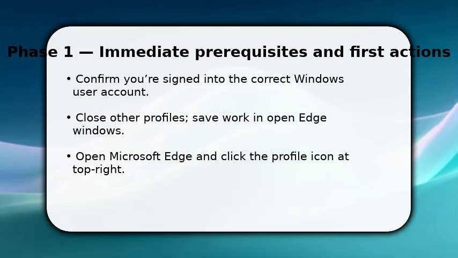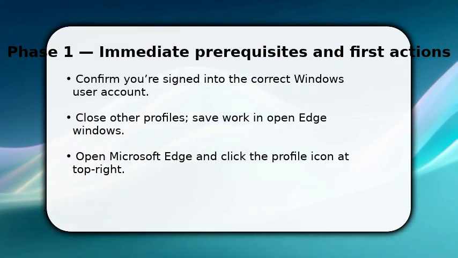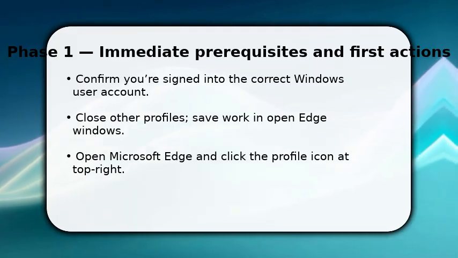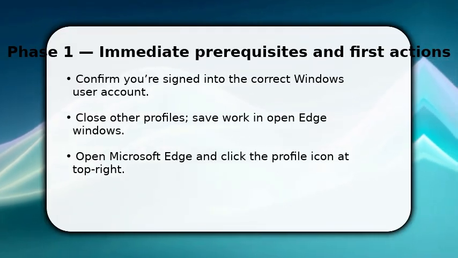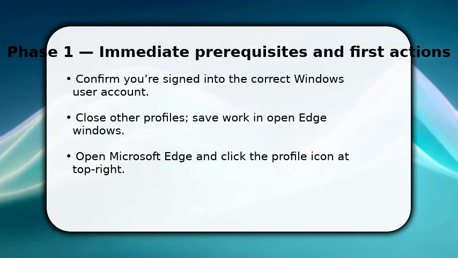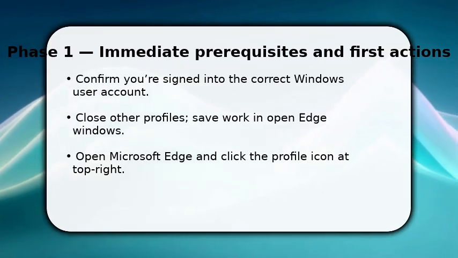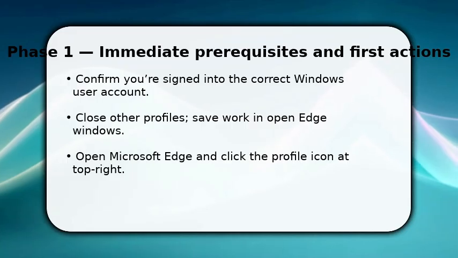Enjoy the video. You'll start by making sure you're in the right Windows account and that any work in Edge is saved. Once done, close extra windows. Open Microsoft Edge and click the profile icon at the top right. That small circle shows active profiles. You're beginning the removal process now.